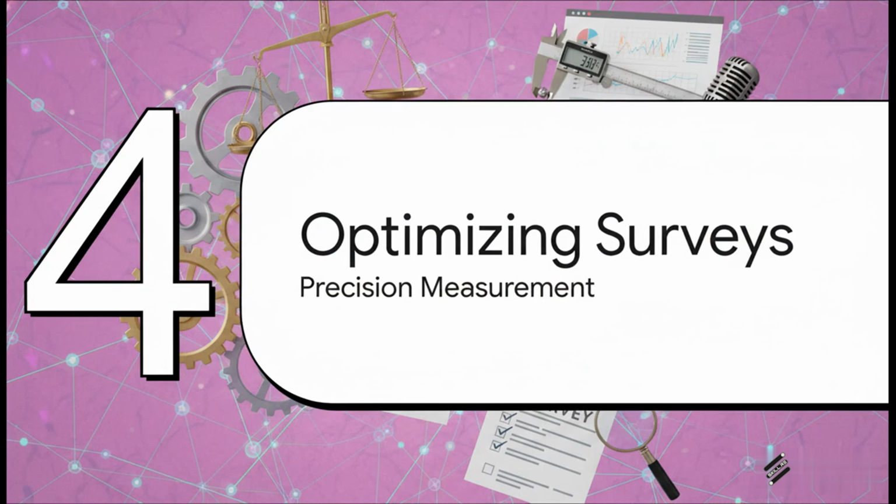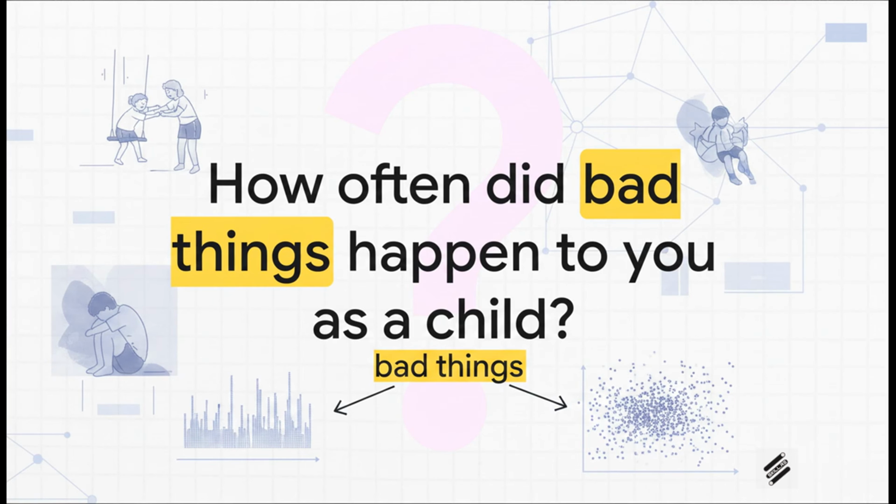Section 4. Optimizing survey instruments. Precision measurement. Imagine reading this on a survey. How often did bad things happen to you as a child? If you put something like this in your instrument, you are literally guaranteeing problematic data. Bad things is dangerously subjective. One respondent might recall some playground teasing, while another recalls severe, life-altering trauma. Ambiguous questions lead to wildly divergent interpretations, and that absolutely ruins your data reliability.